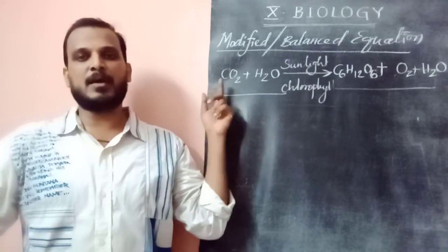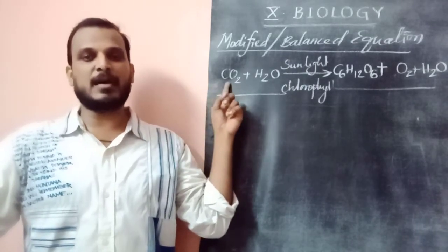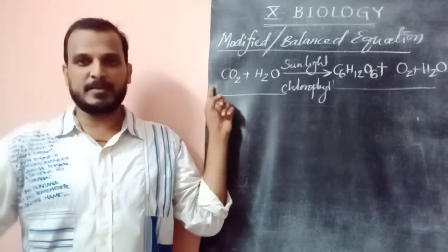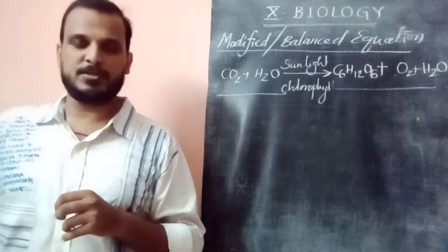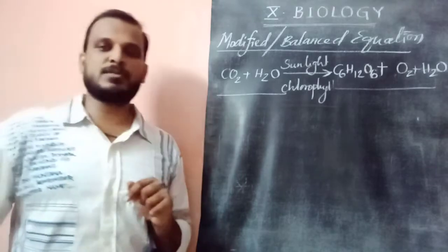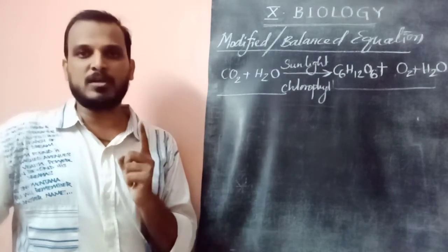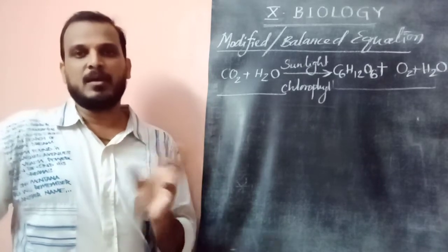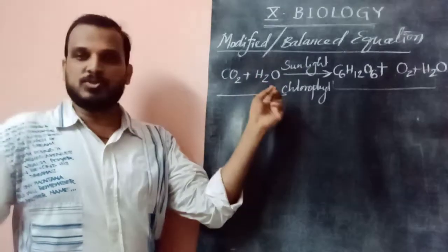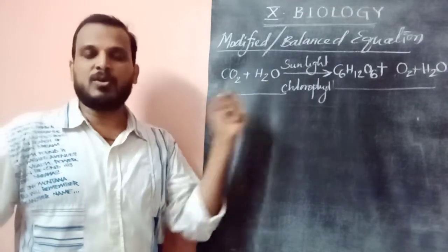See, for example, carbon dioxide, only one carbon dioxide is there, CO2. I think you know well in chemistry, if you observe CO2, carbon dioxide, how many carbons are there? One single carbon. How many oxygens? 2 oxygens, combinedly called carbon dioxide. H2O, 2 hydrogens and 1 oxygen.